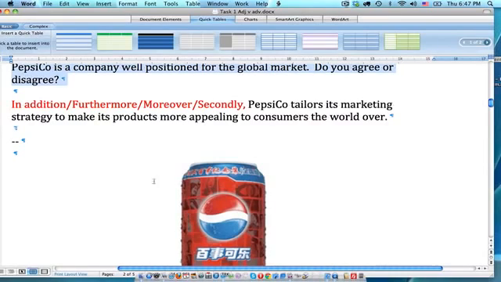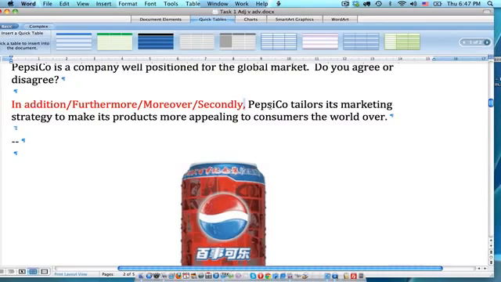Okay, so what you see up here is a sentence. Now these are various phrases that you can use to show additional information. Okay, so we have in addition, furthermore, moreover, secondly. And please in this video note where you see commas, because this is very important. If you see a comma, that means it absolutely must be there. And if it's not, then the sentence will likely read awkwardly and you will lose marks in your exam.